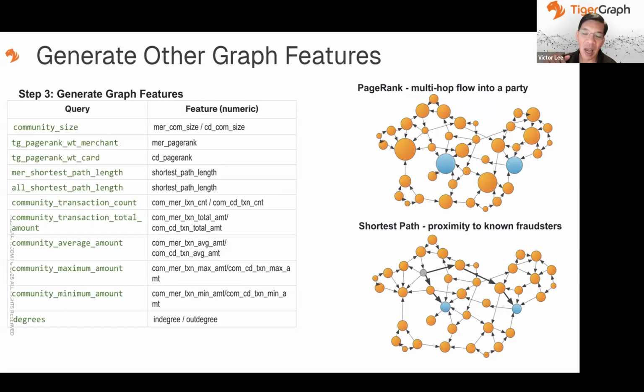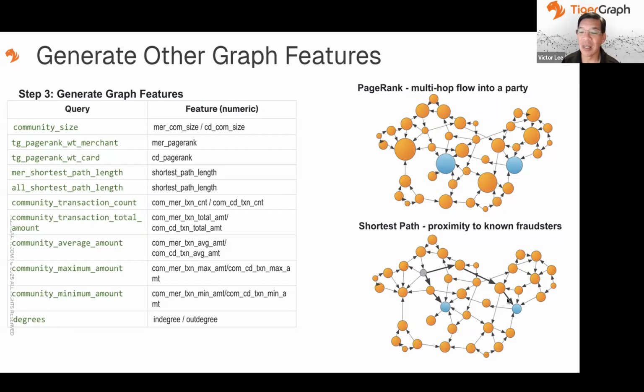PageRank looks at actually recursively all the levels throughout. When you look at the whole holistic pattern, not just direct neighbors. Is there a lot of money or is there a lot of activity flowing into this node or not? The larger nodes represent the ones with a larger share of activity. Those are the ones with higher scores.